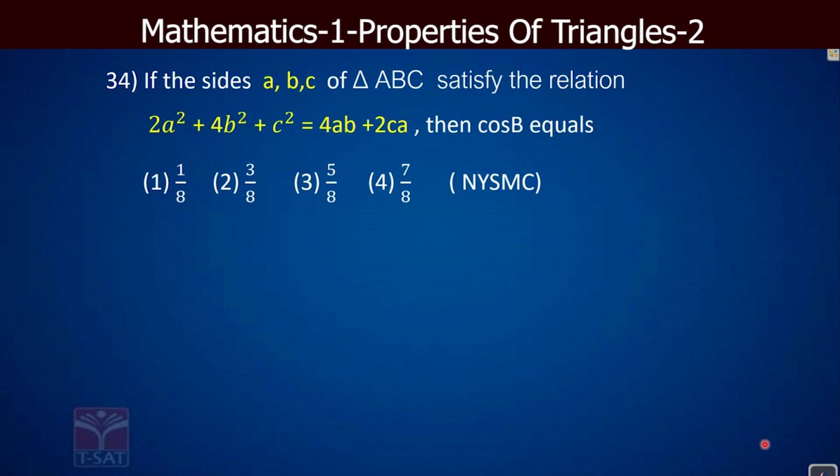34. If the sides a, b, c of triangle ABC satisfy the relation 2a square plus 4b square plus c square is equal to 4ab plus 2ca, then cos B equals: 1, 1 by 8; 2, 3 by 8; 3, 5 by 8; 4, 7 by 8. This is what is called NYSMC. NYSMC means New York State Maths Competitions, that is USA. Of course, it was asked in 1985.